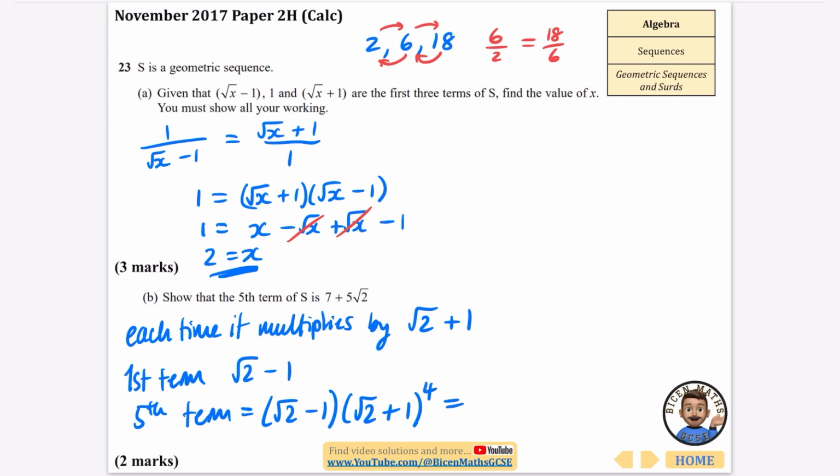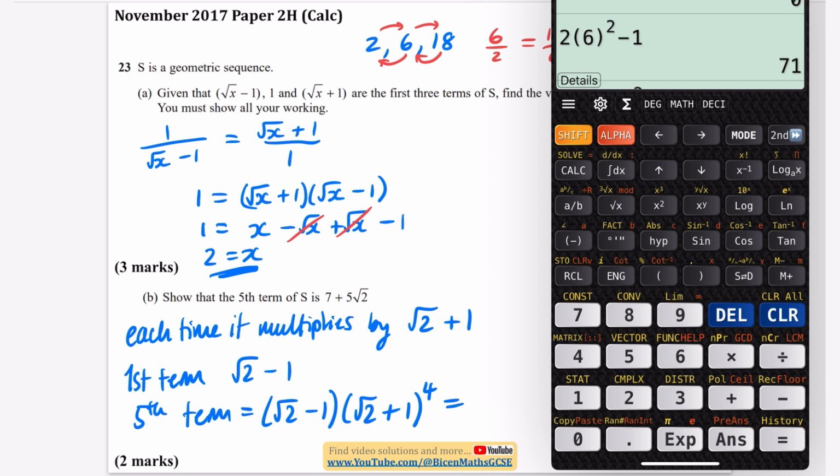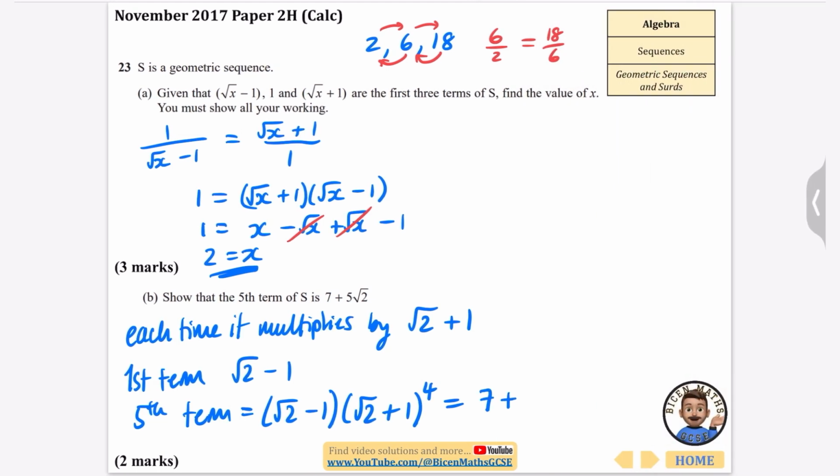And I can literally just type that on my calculator, and it's going to give me the answer. Now, when I did this in the surds video, I decided to do it sort of a longer way, but we can actually do it really quick if we just do it on the calculator. So I'm going to do root 2 minus 1, that is the first term, and each time it is getting multiplied by root 2 plus 1, and that is happening 4 times, so I'm going to do that to the power of 4. And I'm going to press SD, and we get the answer 7 plus 5 root 2. Now, although it says show this, well, we have shown it because this is the calculation. It's a calculator paper, so we can leave it in that form.